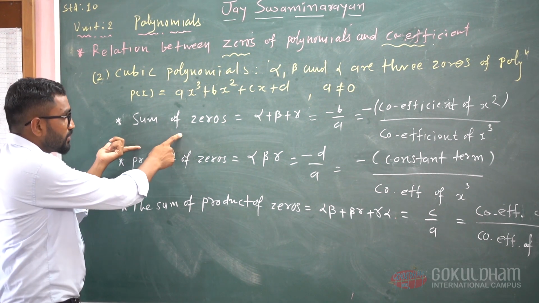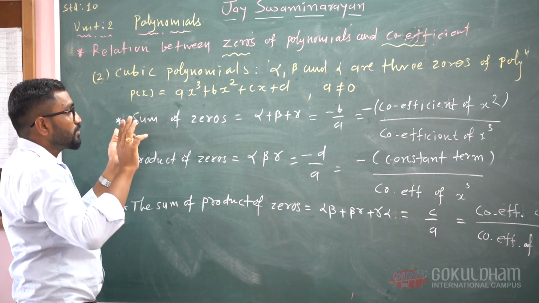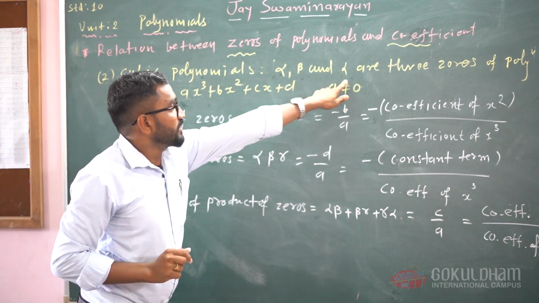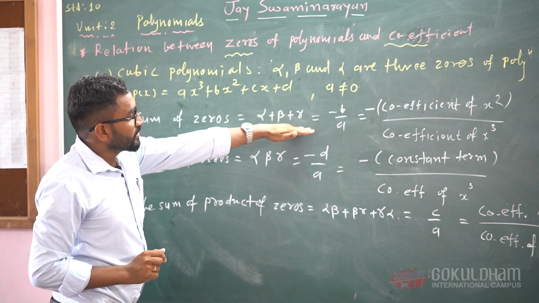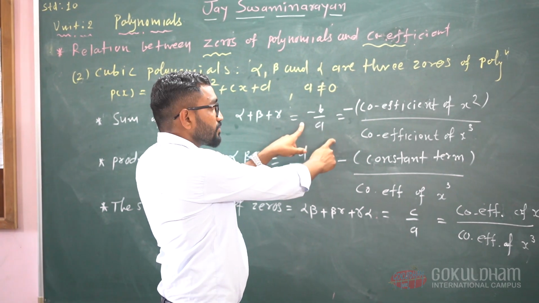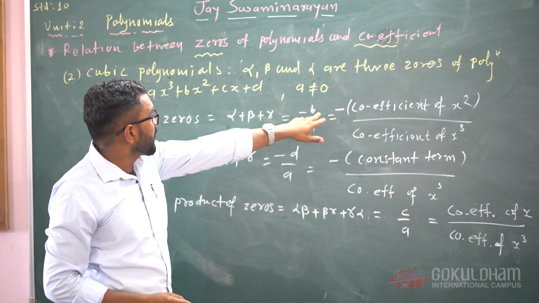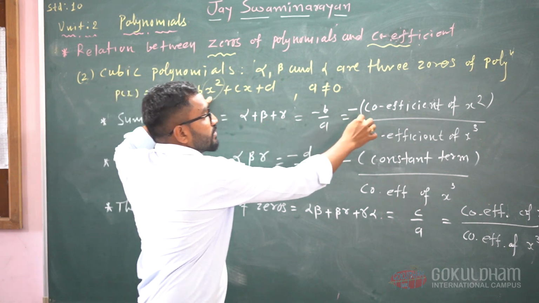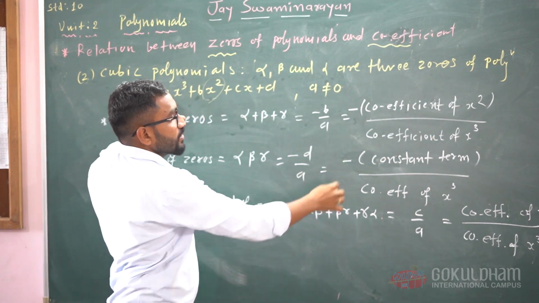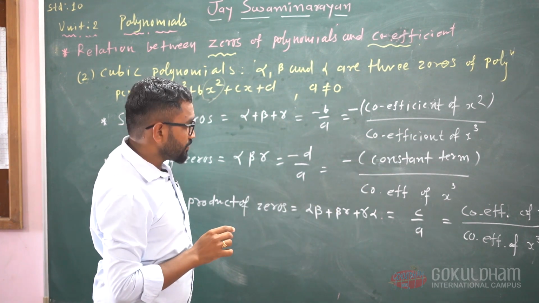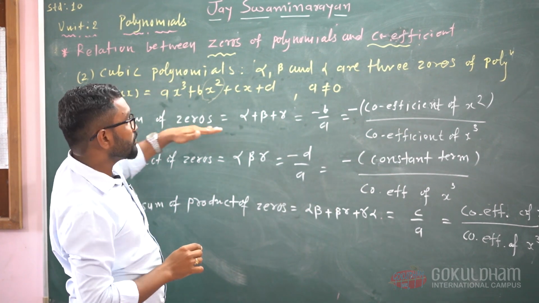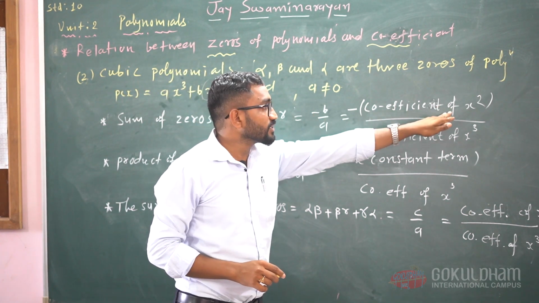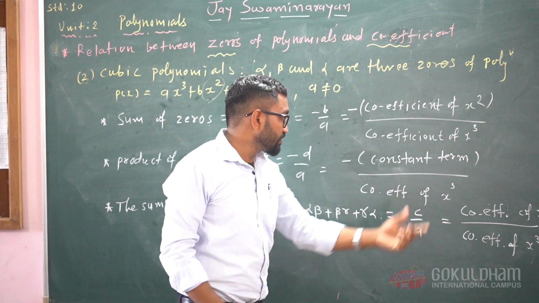The sum of zeros means alpha plus beta plus gamma. These are 3 zeros and their addition is minus b by a. Here b is the coefficient of x square, and a is the coefficient of x cube. So the sum of zeros is minus b by a, where b is the coefficient of x square and a is the coefficient of x cube.